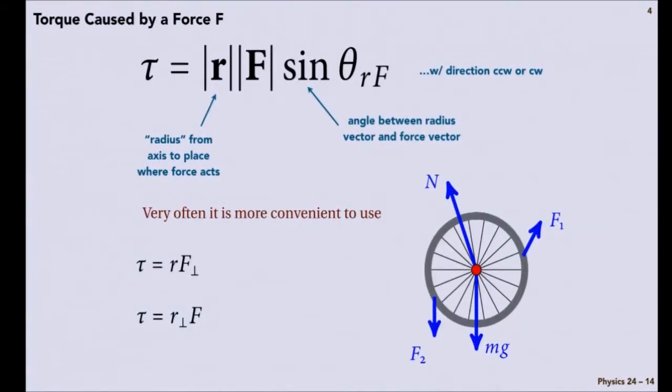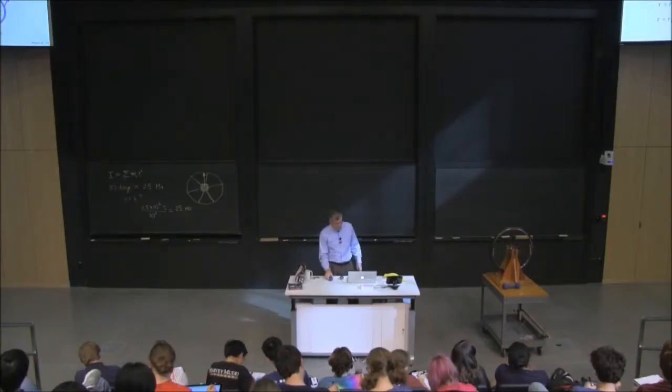So we're going to define the torque, and we typically use the Greek letter tau for torque. And it's given by the product of the distance away from the axis, the magnitude of the force, and then the sine of the angle between the radial vector and the force vector. But I don't want you to focus too much on that.